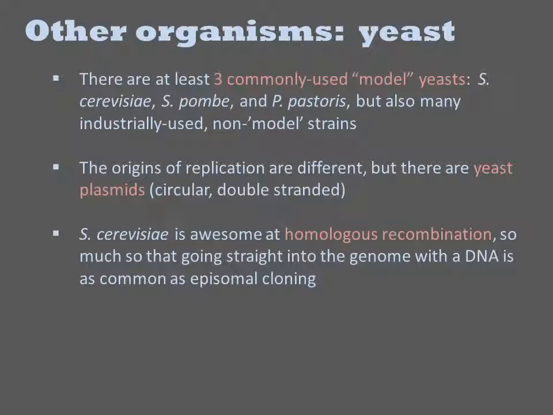S. cerevisiae is awesome at homologous recombination, so much so that going straight into the genome with a DNA is as common as episomal cloning and similarly efficient. Many yeast have diploid genomes and can be induced to be haploid or diploid. There are many tricks you can do with mating yeast together that cannot be done in the haploid bacterial genomes.